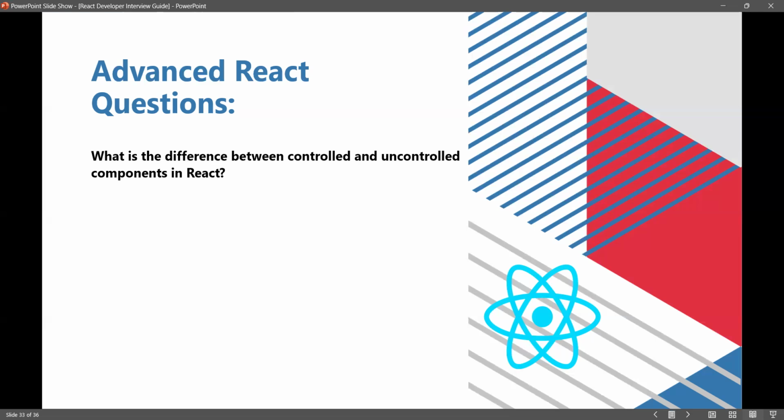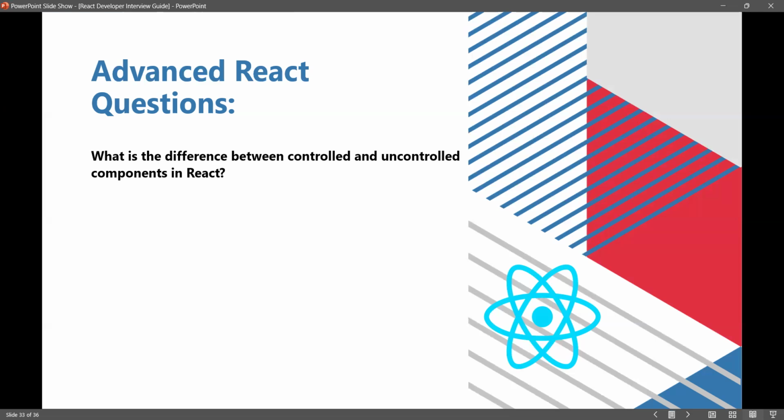Another important question which almost every interviewer asks is about controlled and uncontrolled components. Controlled components are form elements like input, textarea, and select where the component state controls the form data. The value of the input is always driven by the component state, and changes are handled by the onChange event. This makes the data flow predictable and allows React to fully control the form behavior.